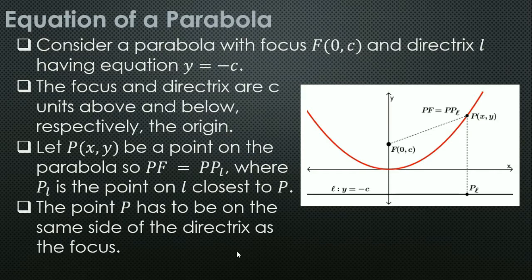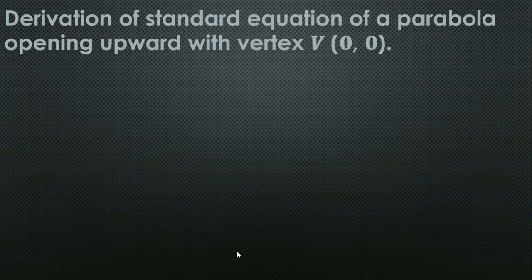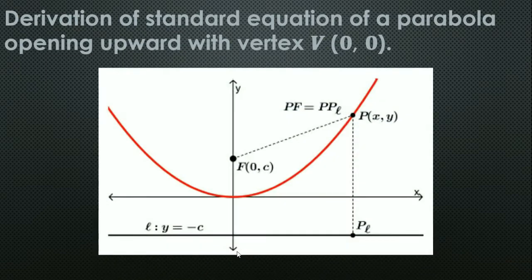So, given these information, how can we obtain the parabola? So, let's try to derive the standard equation of a parabola opening upward with vertex at the origin. So, as you can see, it is upwards. So, we have the focus, (0, c), and we have this point, (x, y), and we have this directrix, line L, which is y is equal to negative c. For the derivation of the standard equation, you watch this video.